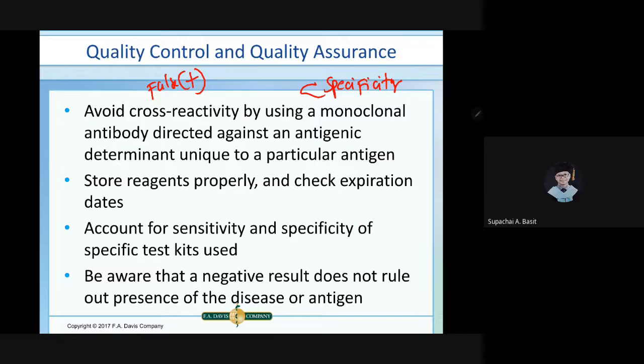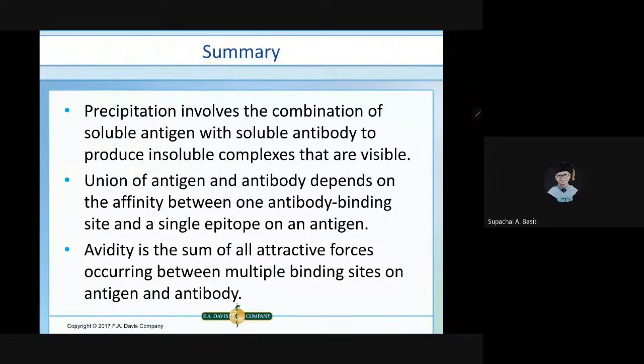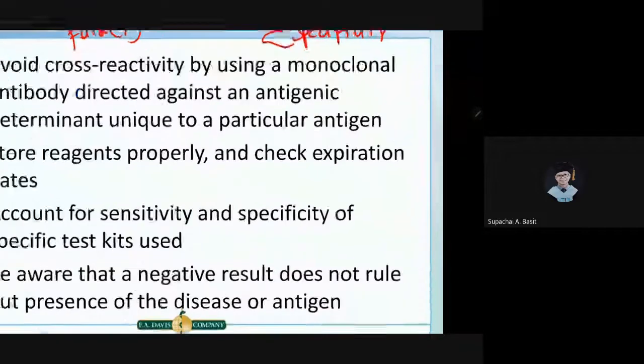Then, we should be able to store the reagents properly and check for expiration dates. Okay, so kailangan meron expiration dates, no? And then we account for sensitivity and specificity of specific test kits being used. And be aware that a negative result does not rule out the presence of the disease or antigen. Katulad nga ng sinabi ko, maybe you are testing it at an early stage. So you have to wait for several days before you can measure again. Okay, so there you have it, the agglutination and precipitation reaction.